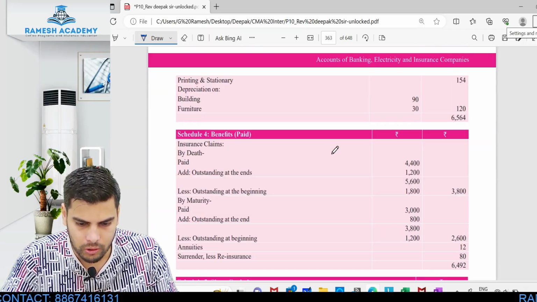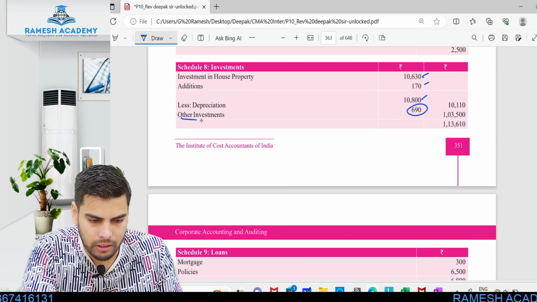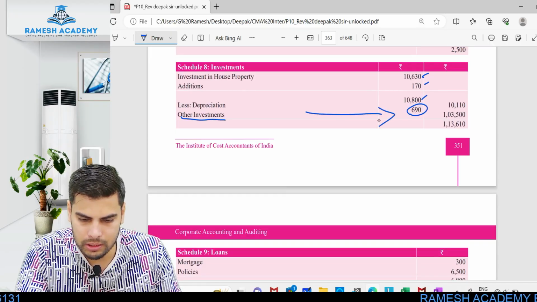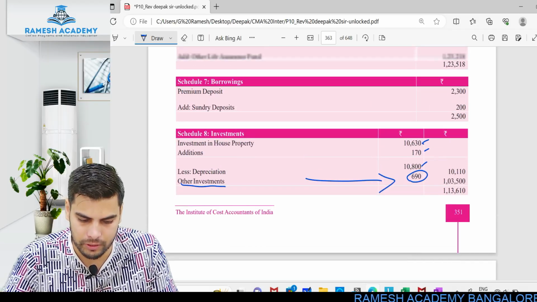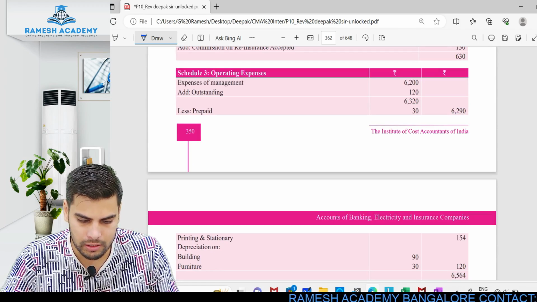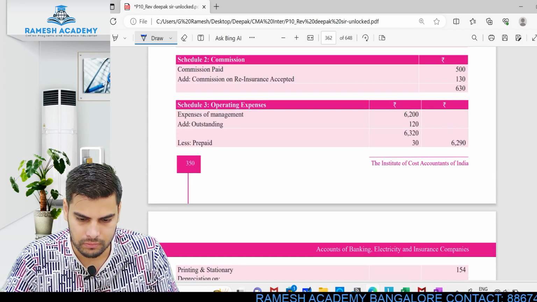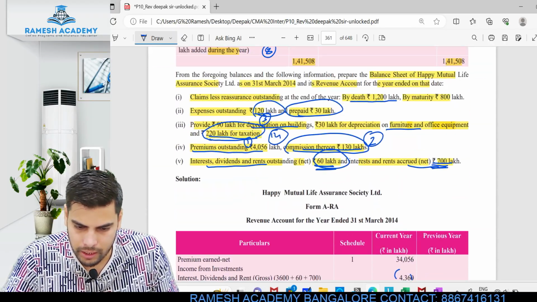Okay, so look at this. They have written other investment. Okay, other investment 690 rupees. From where are we getting this information? Okay, we are also exactly getting the same difference, right? 690. Have they mentioned this particular amount anywhere else? Yes. Let me just see this once again.